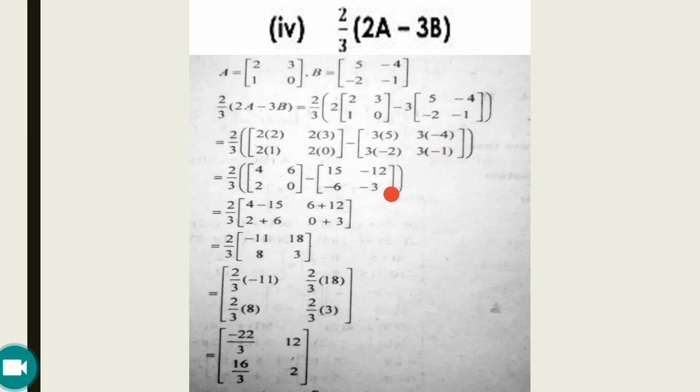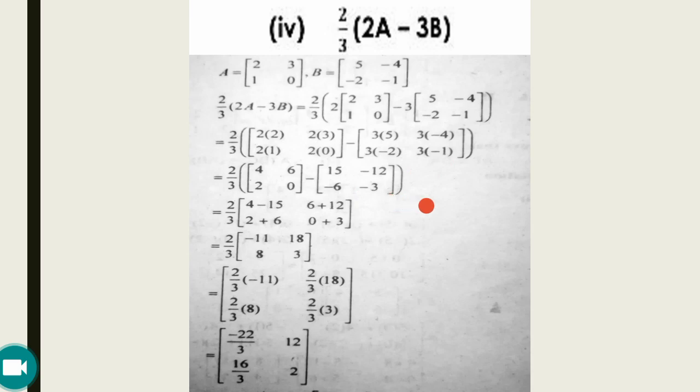First of all, we multiply within brackets 2 by matrix a and 3 by matrix b, just like this. Simply, we have multiplied, and 2/3 will stay as it is with it. Okay, 2 2s are 4, 3 2s are 6, 2 1s are 2, and 2 into 0 is 0. Negative sign as it is. 5 3s are 15, 3 times -4 is -12, 3 times -2 is -6, and 3 times -1 is -3.